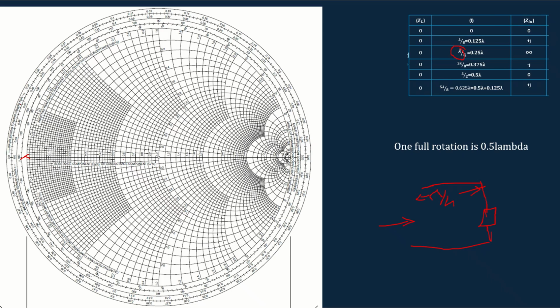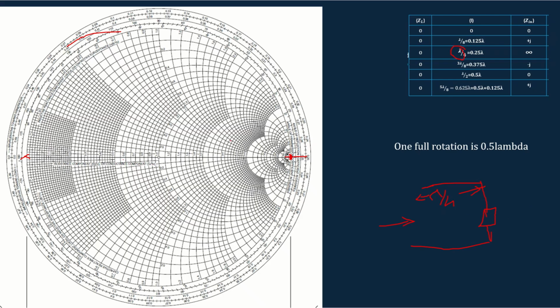So I'm going to trace wavelength towards generator, and when it is 0.25 lambda, here you can see that it will be along this line, and the outer curve and this will be intersecting at this point, which will correspond to an impedance of infinity. That is how we can calculate the input impedance, that is, wavelength towards the generator.